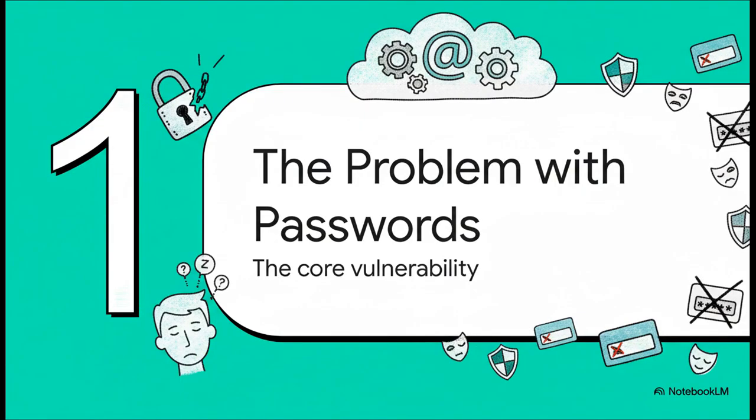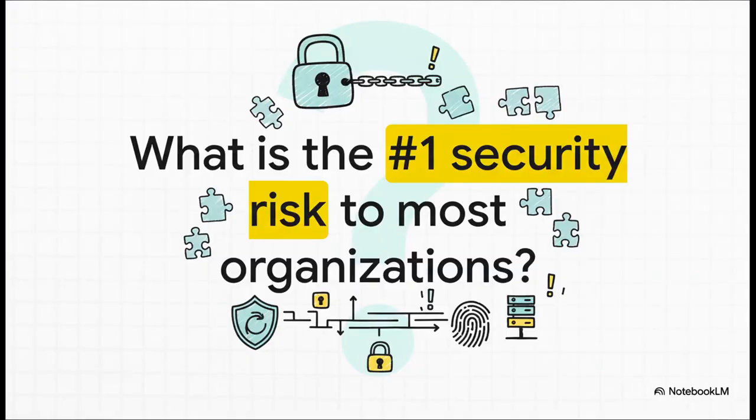All right, let's kick things off with Section 1, the problem with passwords. We've got to understand the core weakness here, because it's the reason everything else we're about to talk about even exists. So what is the single biggest security risk out there? You probably guessed it, the password. And yeah, it sounds obvious, but it's the fundamental flaws in this one little thing that force the creation of all these amazing tools we have today.